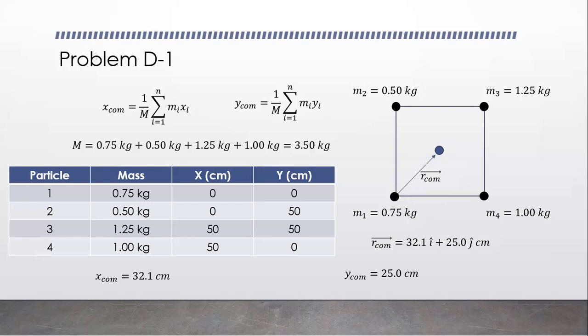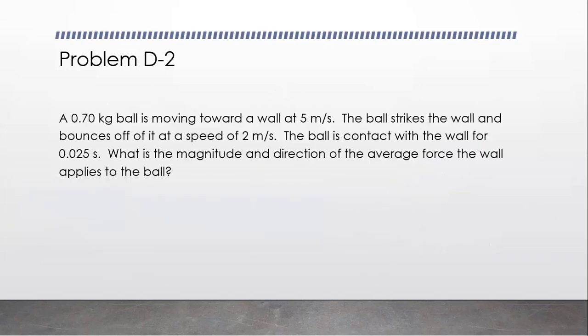So if I wanted to write this out as a vector where the center of mass is located compared to the origin, or the displacement of the center of mass with respect to the origin, I would say 32.1 i hat plus 25 j hat centimeters.